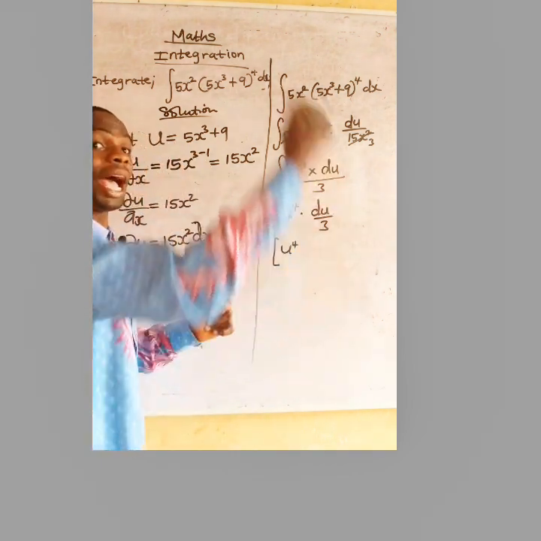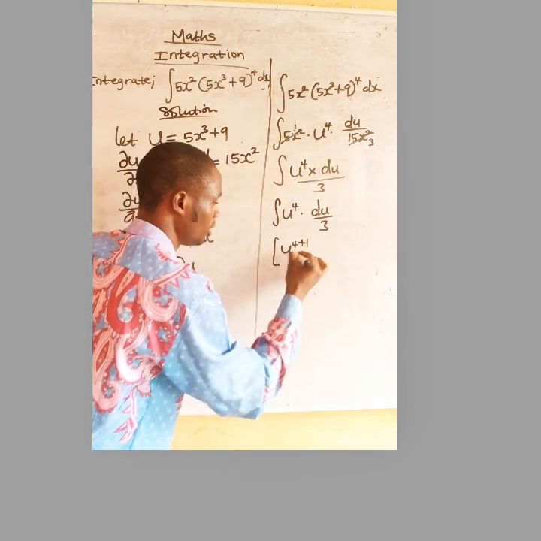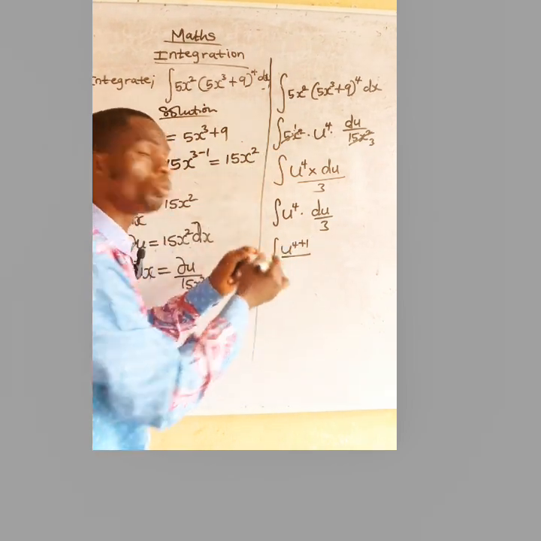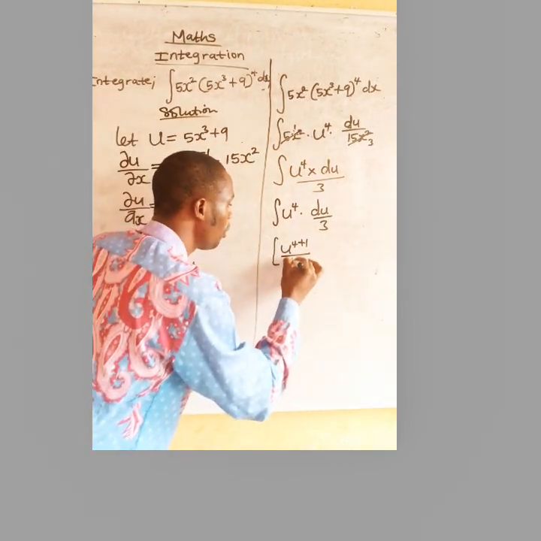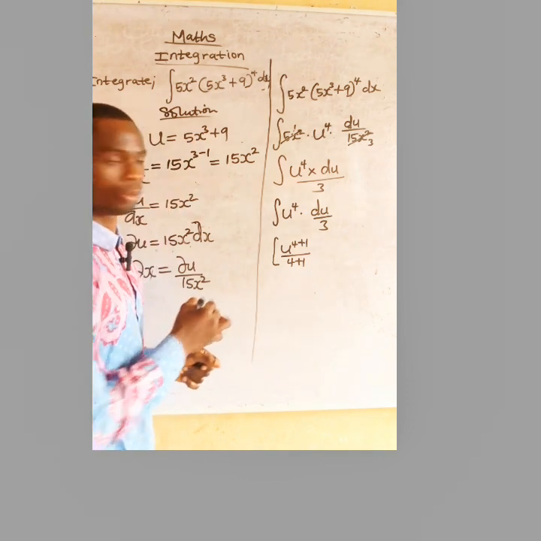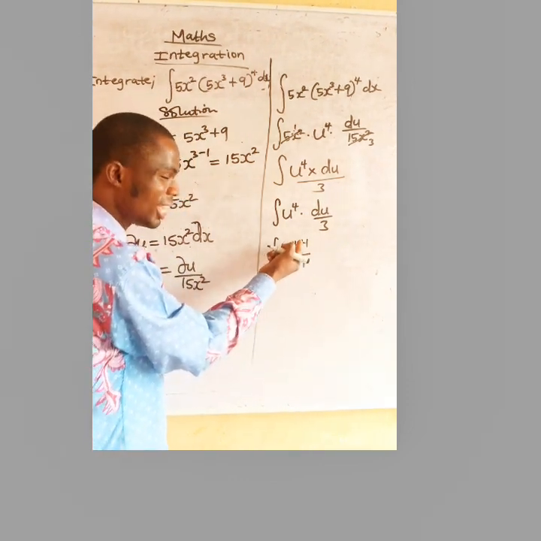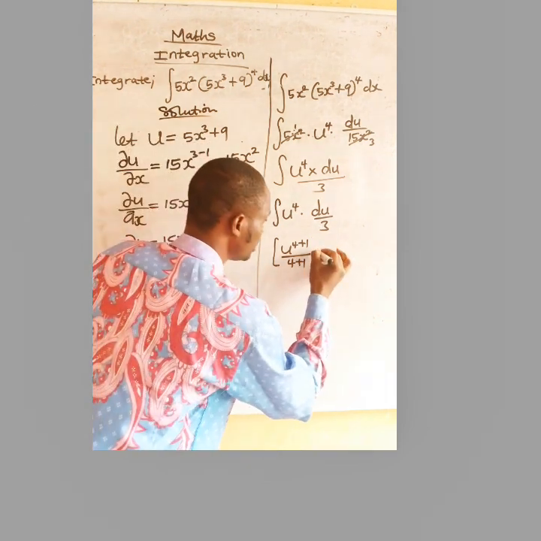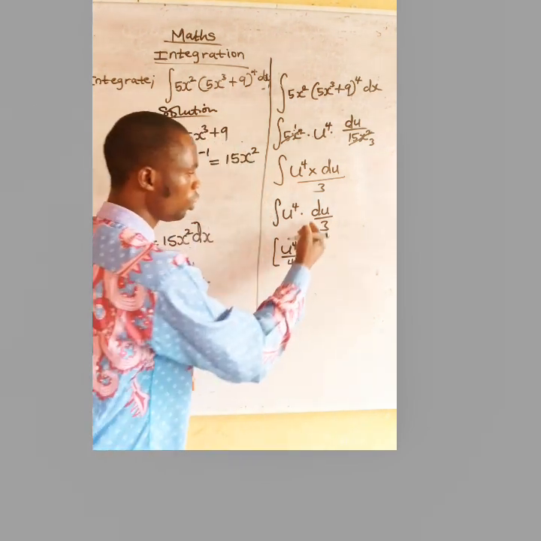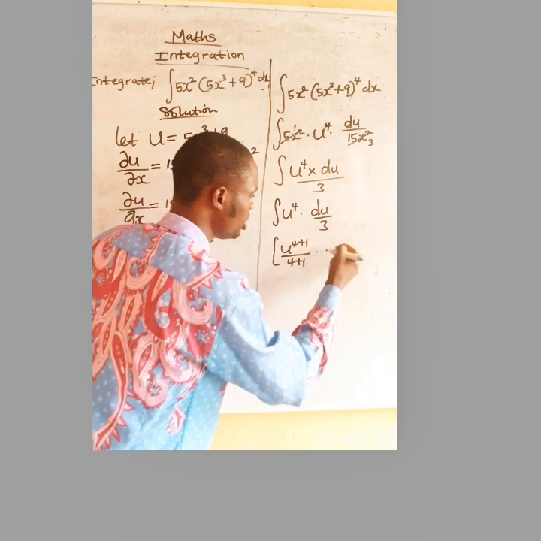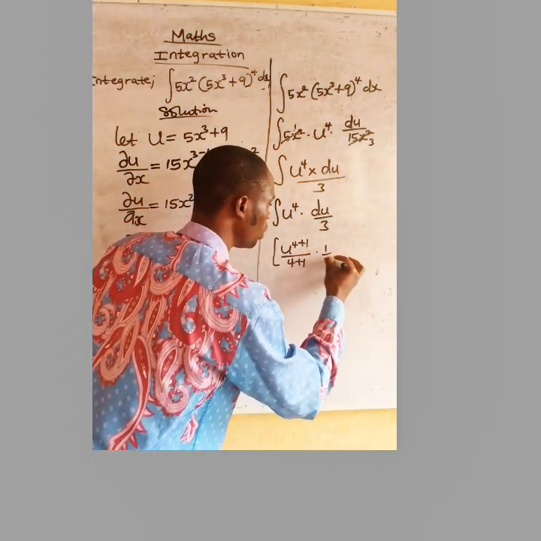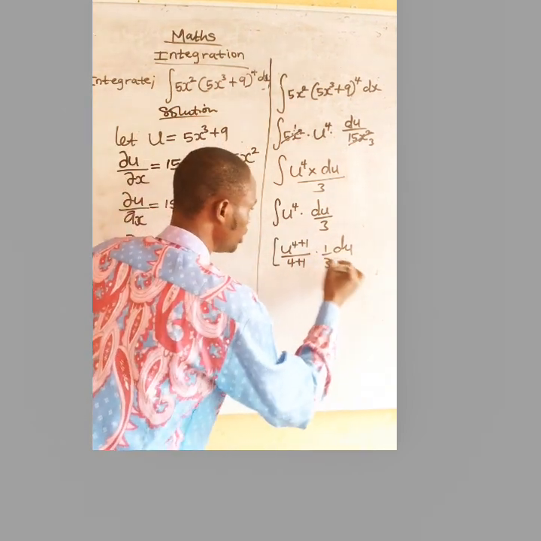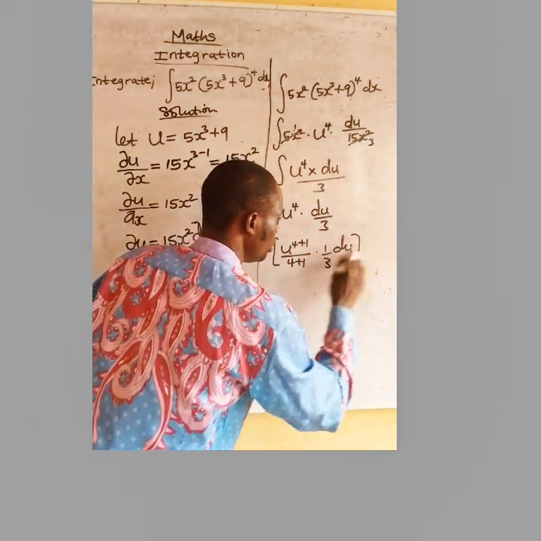Then, for integration, we add 1 to the power, so it will be plus 1. Then all over, whatever you have added in the power will become your denominator, which is 4 plus 1. You can see we have the same thing as the power to be the denominator there. Then after that, you still put your dots. What do we have here? This one is 1 all over 3 du.